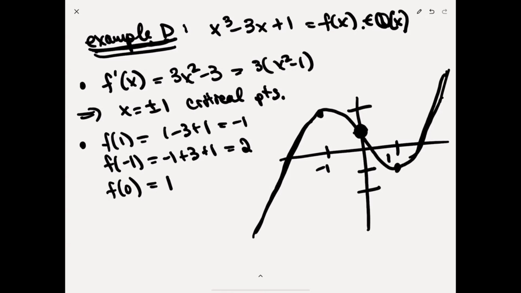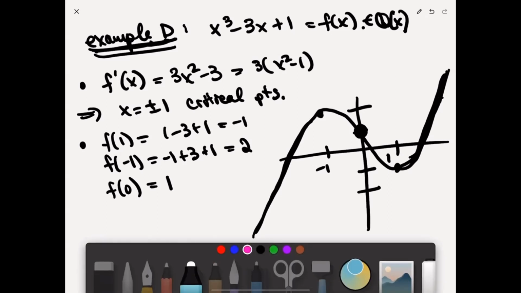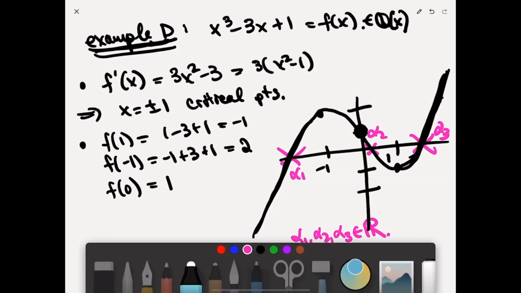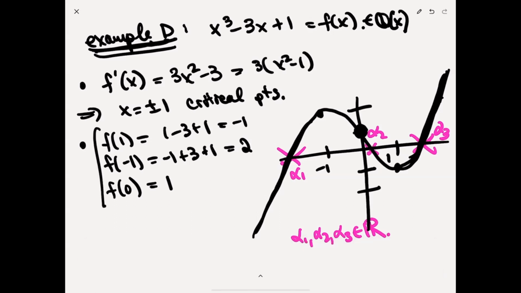So where are the roots of this thing? The roots are here, here, and here. So this is alpha 1, alpha 2, and alpha 3. They're all real numbers. I want to show you that this polynomial is irreducible.